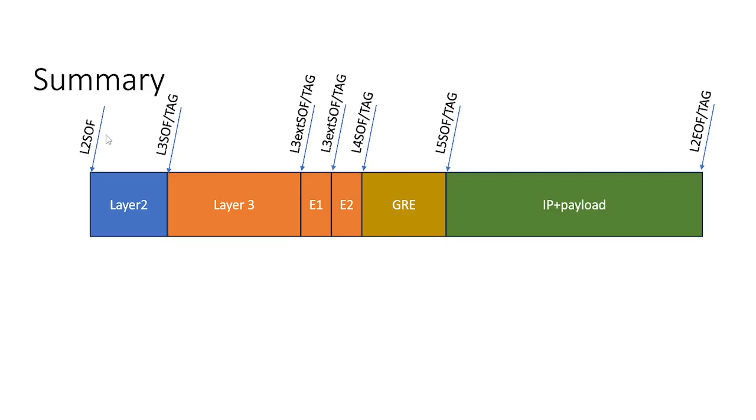Now, on the top, I'm showing you how, as you do the parsing, as you peel through the layers, you have to create new markers. So when we did layer 2, we already started with L2 SOF and L2 EOF and tag.